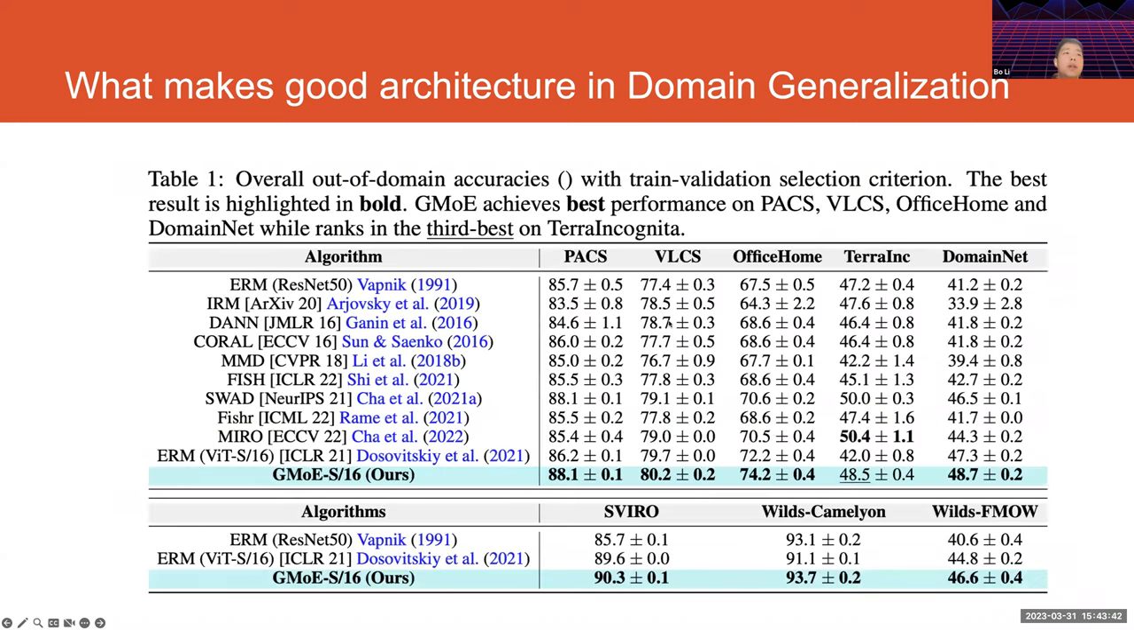And also here's an overall result of our work. We compared with the most SOTA algorithms, and you can see that it's mostly way better than the previous SOTA methods, even with the ViT-S/16 architecture, which we cited because it was proposed by the vision transformer. We can see that the results are way better, and the GMOE's results also improve on the ViT baseline.